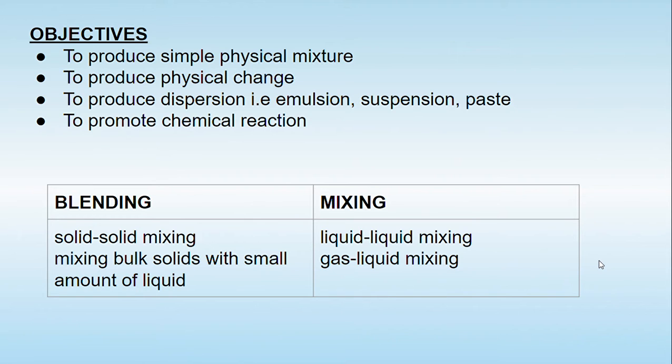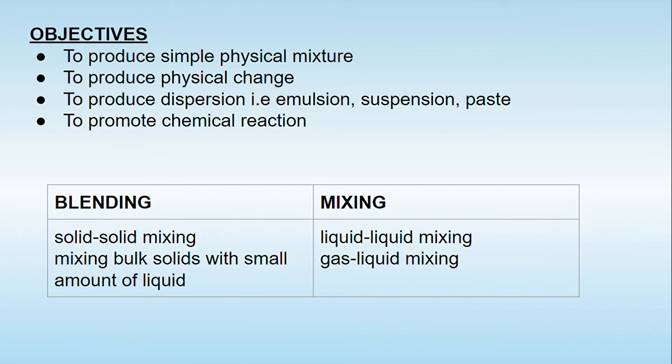Why are we going for any mixing process? Basically we carry out the mixing process with the following objectives: to produce a simple physical mixture, to produce the physical change as defined in the unit operation, to produce a dispersion or semisolid dosage form like suspension, emulsion, and to promote or enhance a chemical reaction.